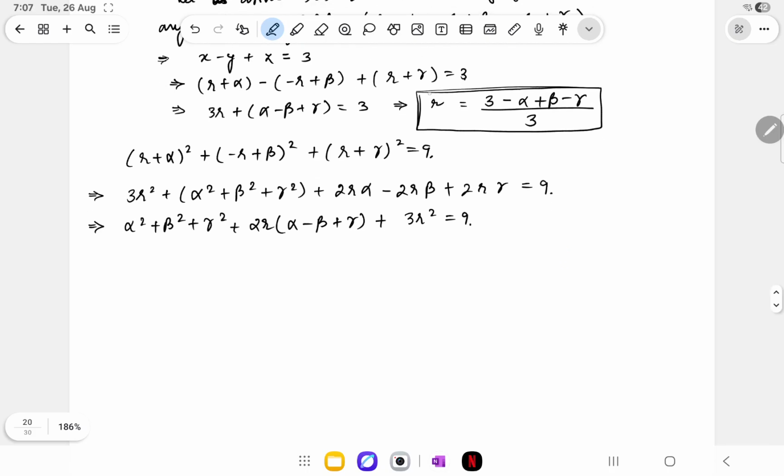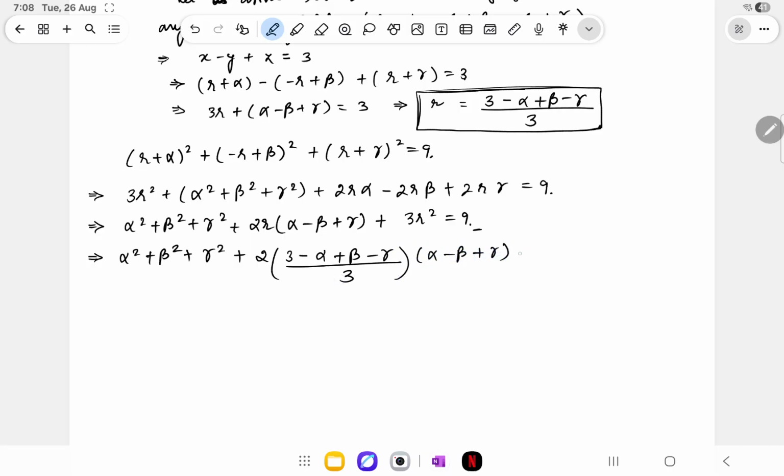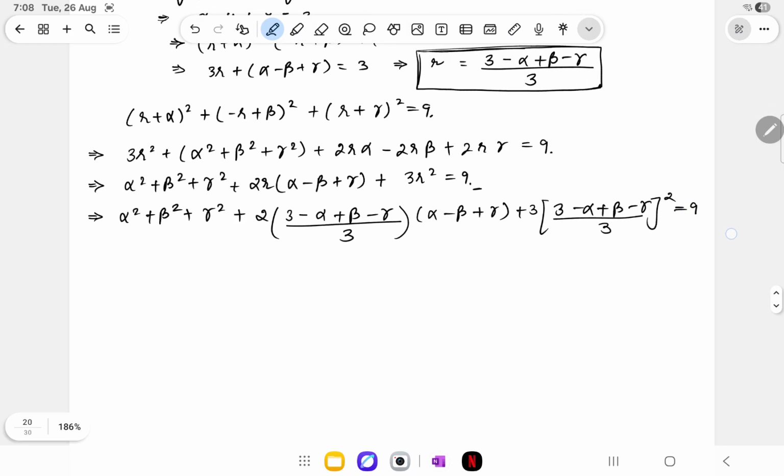Now this value of r must satisfy the equation of the sphere as well, because this is the value of r when the plane and the sphere intersect to form the circle. Substituting this value of r here, we get alpha square plus beta square plus gamma square plus 2 into 3 minus alpha plus beta minus gamma by 3 into alpha minus beta plus gamma, plus 3 into 3 minus alpha plus beta minus gamma by 3 whole square is equal to 9.